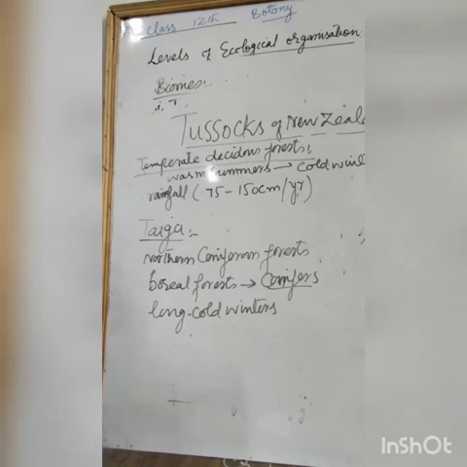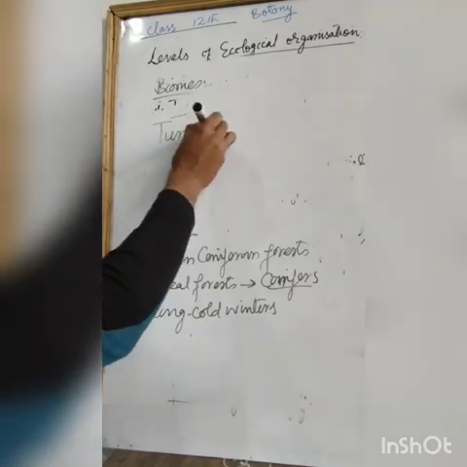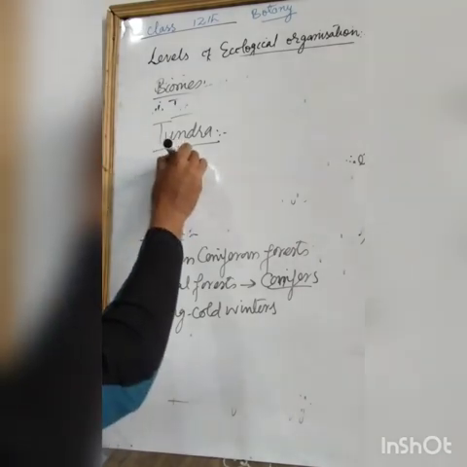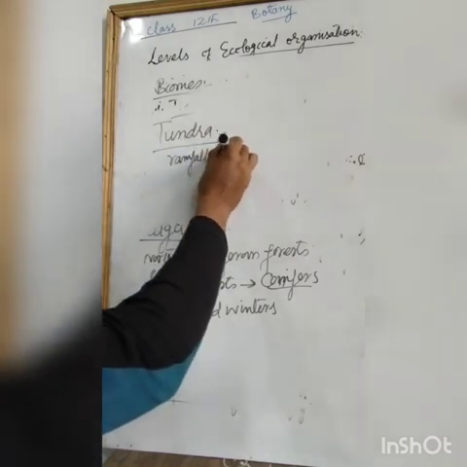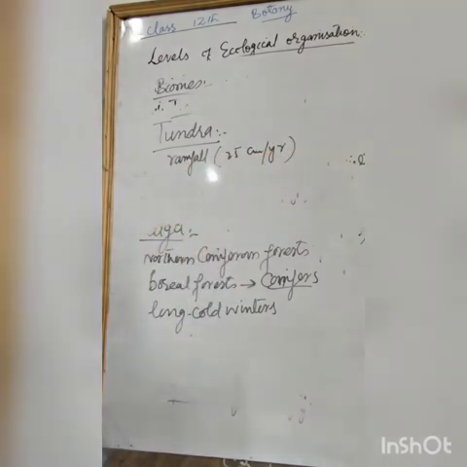There is lastly the tundra. Now these encircle the top of the world. This biome is characterized by desert-like levels of precipitation. That is, there is low rainfall, less than 25 centimeters per year. And there are extremely long and cold winters and short, warmer summers.